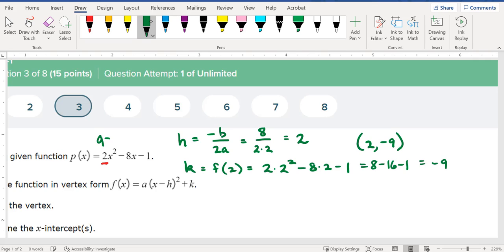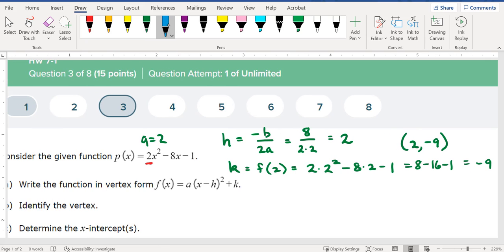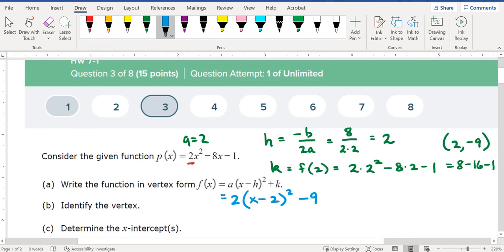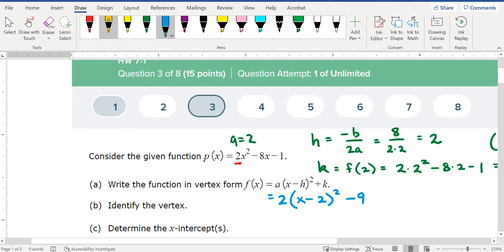And over here I know that a is 2, b was negative 8. I don't need those though. I know that a is 2. So the answer for part A will be 2 parentheses x minus 2 squared plus negative 9. Okay, identify the vertex. We just did that up there in green. It was (2, negative 9).